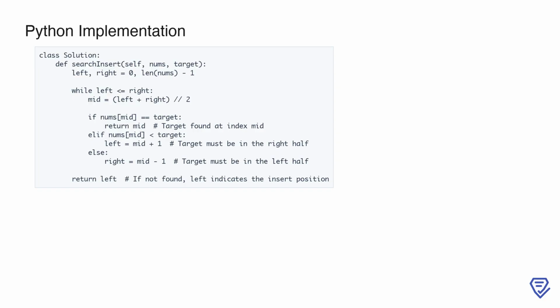for the target. This is because left tracks the smallest index where the target could fit while maintaining the sorted order of the list. Thus, we return left as the final result. This solution operates in O(log n) time complexity, making it efficient for large input sizes. It handles edge cases such as an empty list, the target being smaller than all elements, or larger than all elements seamlessly due to the binary search logic.